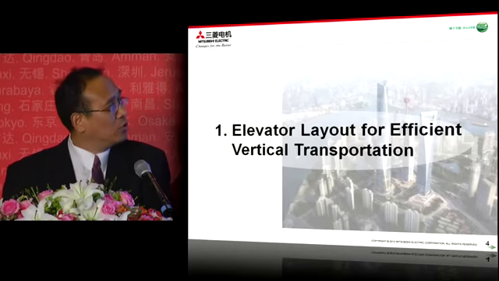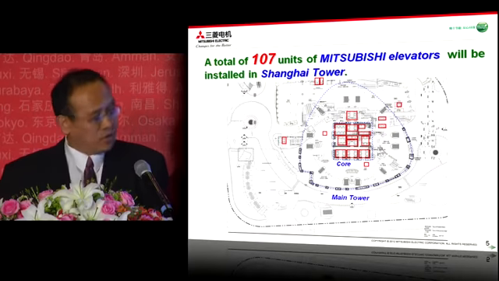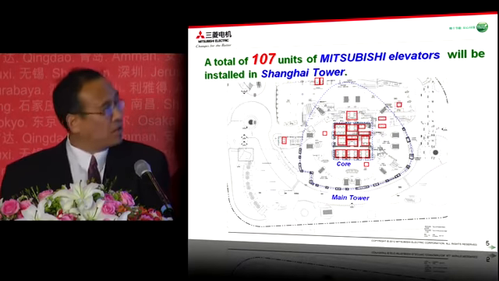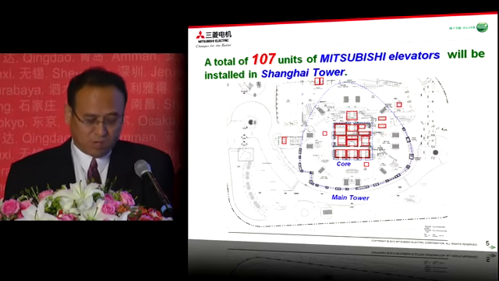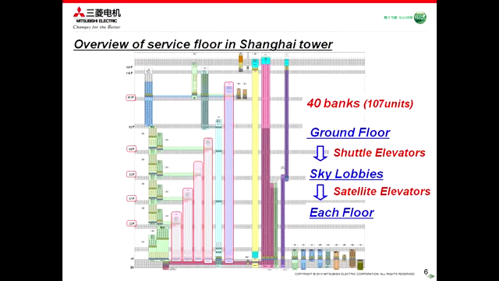Now let's move to the first part of my talk, which is about elevator layout for efficient vertical transportation. We will provide 107 units of the elevator in total in Shanghai Tower, and 87 elevators will be installed in the core. This shows the service floor diagram for all elevators. There are 40 banks in total for 107 units of the elevator.